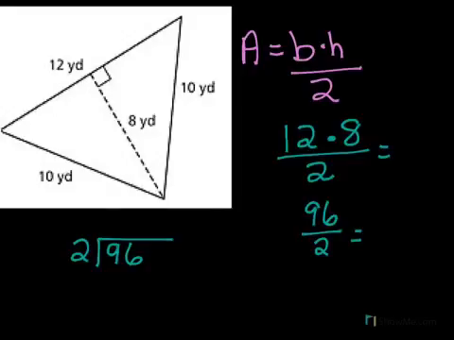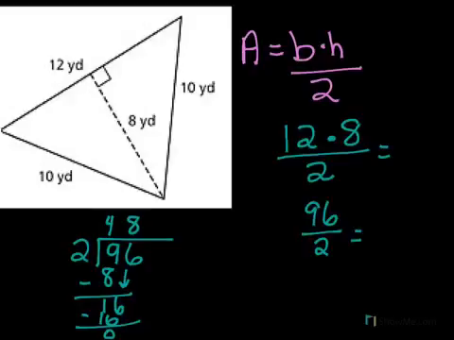2 goes into 9 4 times. 4 times 2 is 8. 9 minus 8 is 1. Bring down the 6. 2 goes into 16 8 times. 8 times 2 is 16. Subtract and I get 0. So 96 divided by 2 gives me my area of 48.